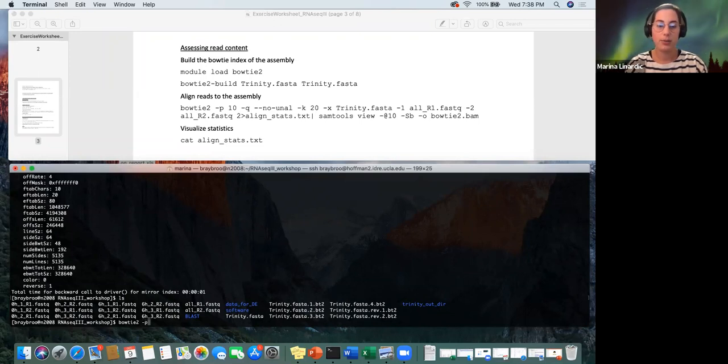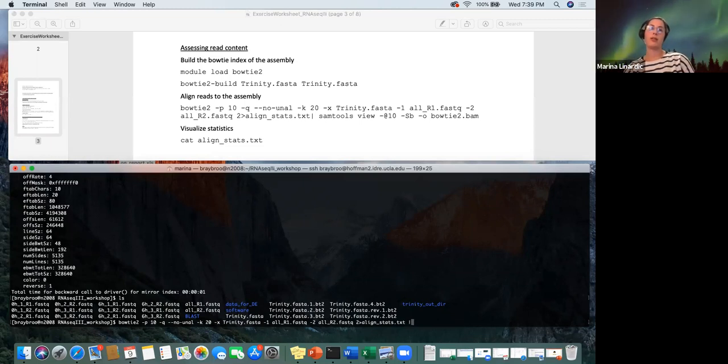bowtie2 -p 10 -q for FASTQ. -k 20 -x Trinity FASTA. We're going to have our all read 1, -2, we're going to have our all read 2. Then we're going to redirect this to a new file called align_stats.txt. Pipe.